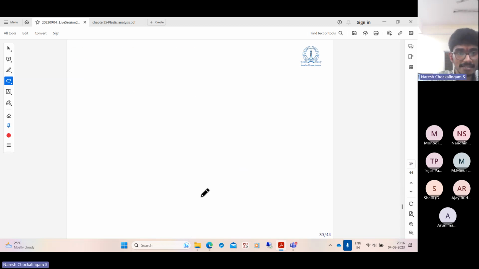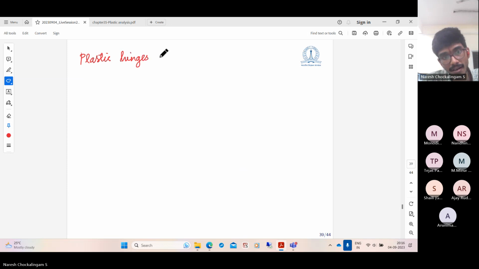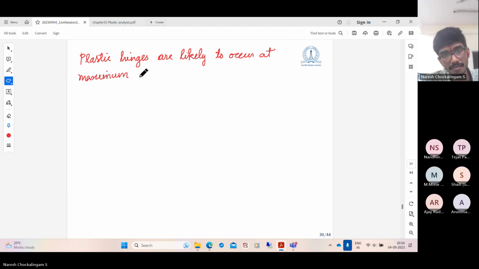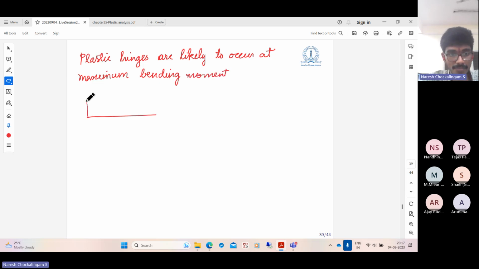Plastic hinges are likely to occur at maximum bending moment. That makes sense, right? If you have a fixed beam, this is the bending moment diagram. We don't need to know whether this is maximum or this is maximum, but compared to anywhere in between, it occurs either here or here. So at most you can have a plastic hinge here, here, and here. Once these three plastic hinges have formed, no more can form because it has already formed a mechanism. The moment cannot increase anywhere else. So that is how you determine the plastic hinges.